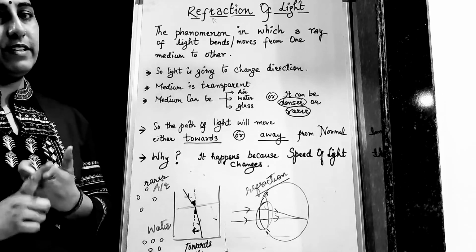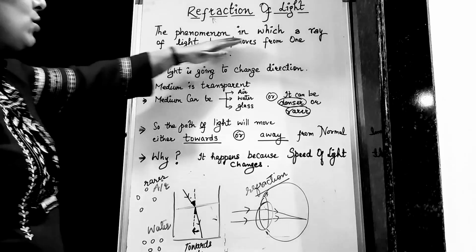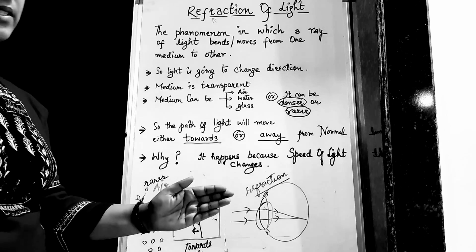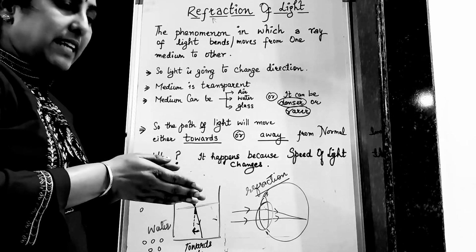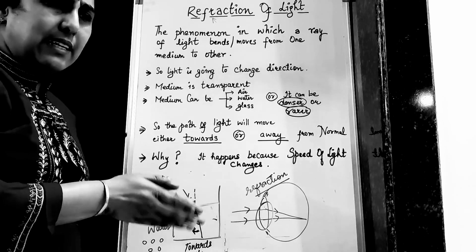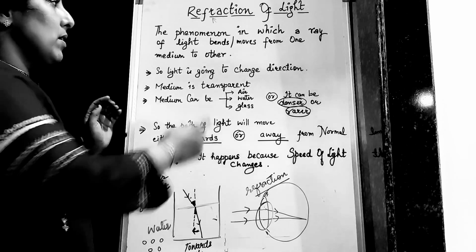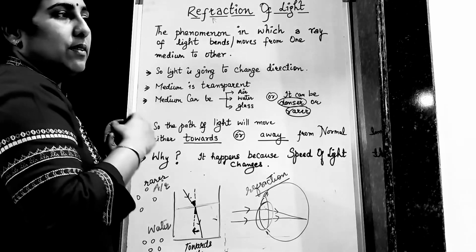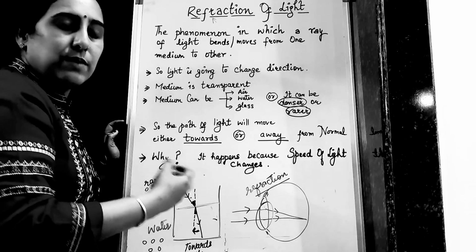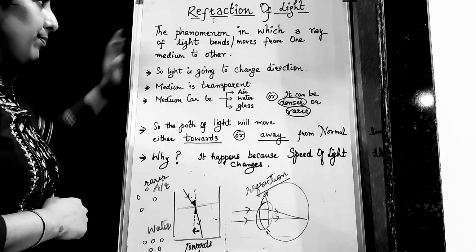First thing, the definition. It is the phenomenon in which light will enter a medium and it will move away from its defined direction and slightly change its direction. It moves away from its path. So this moving away from its path, when it enters from one medium to another, is called refraction.